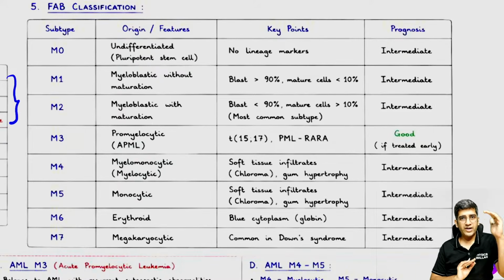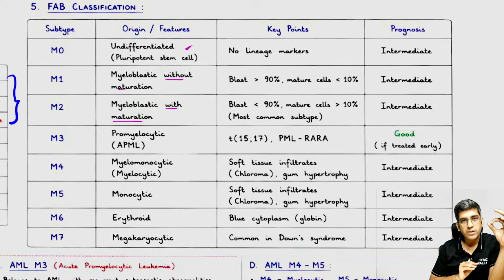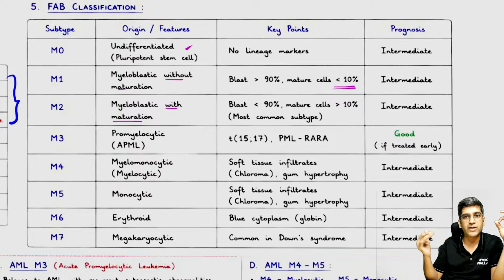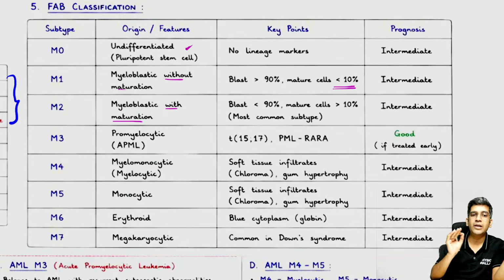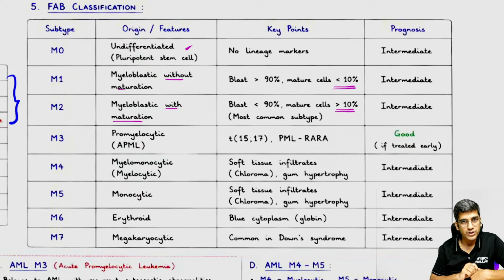Fine. So we have M0 to M7. M0 is undifferentiated. M1 is without maturation. M2 is with maturation. Maturation means cytes. Cyte is maturation. Blast is immature. When I have less than 10% cytes, like a promyelocyte, myelocyte, metamyelocyte, less than 10%, I call it AML without maturation. If that becomes more than 10%, I call it AML with maturation. AML M2 is the most common leukemia based on FAB classification, if it's based on microscopy, fine.